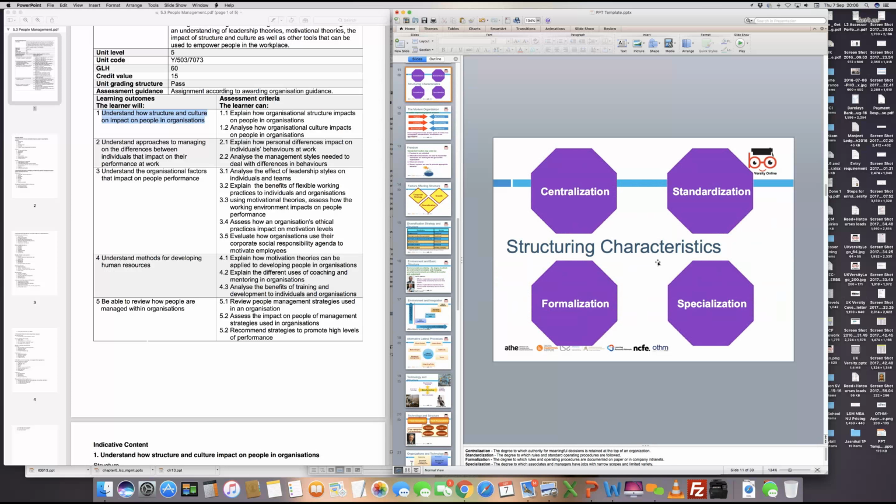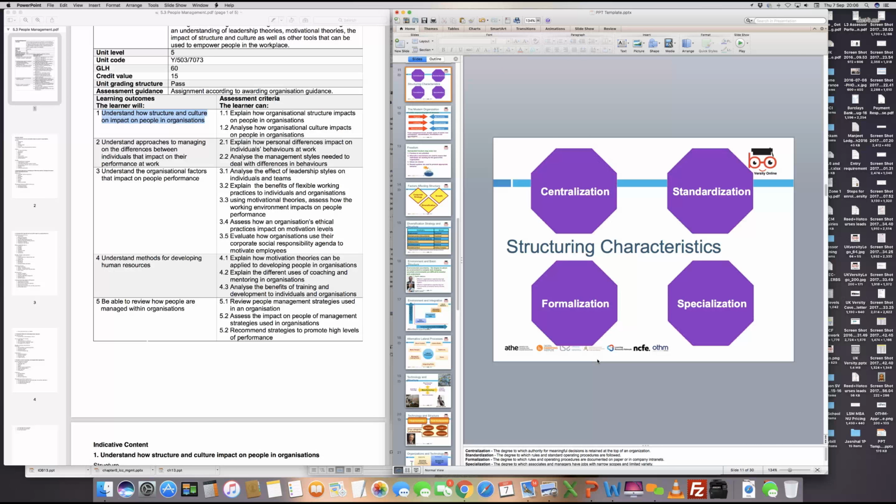Now, when we look at structures of the organization, we also talk about things like: is there centralization? Is there standardization? Is there formalization, specialization? These are characteristics which, when you have a different structure within the organization, become very central to how the organization works.